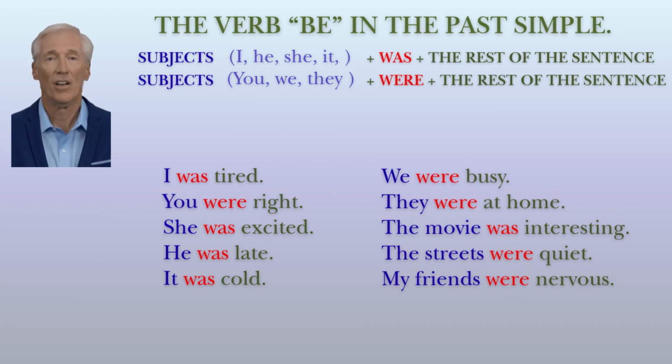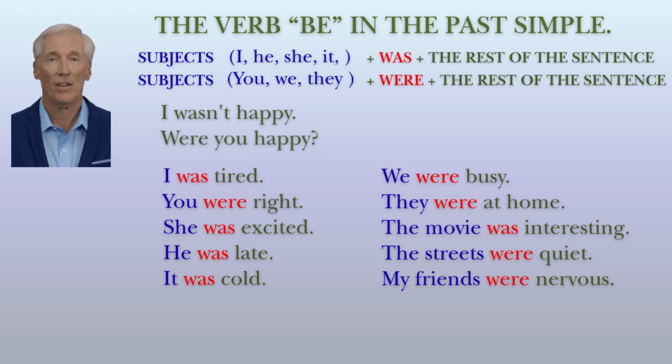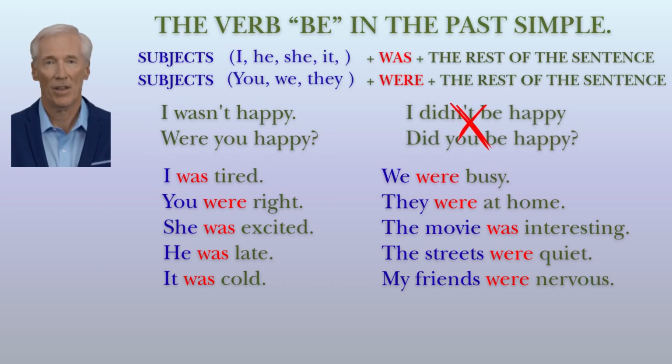The verb be is the only verb in the past simple that doesn't use the auxiliary verb did to form its negative and question forms. For instance, you say, I wasn't happy, and were you happy, not I didn't be happy, or did you be happy? Right, we've covered the positive statements for regular verbs, irregular verbs, and the verb be.